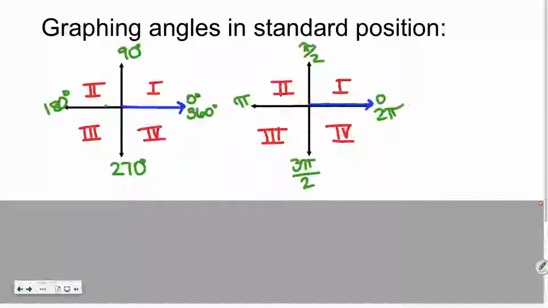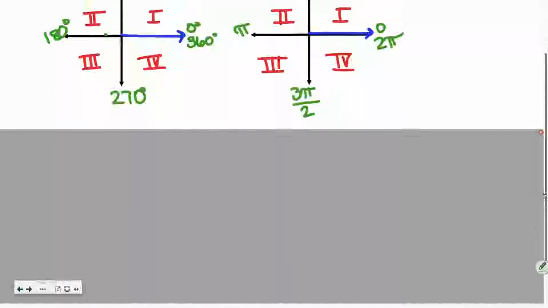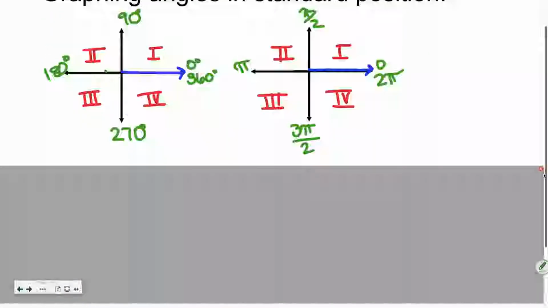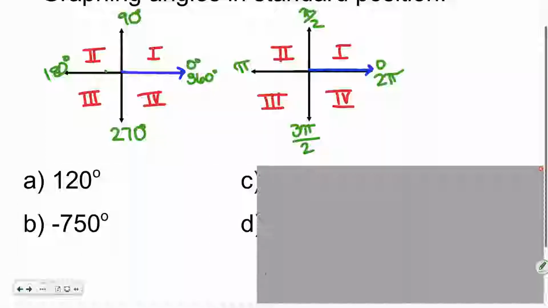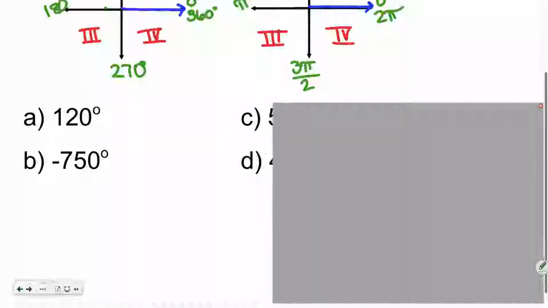So let's practice plotting a couple angles. Okay. This is nothing new, correct? We talked about this in Algebra 2. All right. So these are the two angles that we need to plot, in degrees at least. 120 degrees and negative 750 degrees. Okay. Let's start with 120.